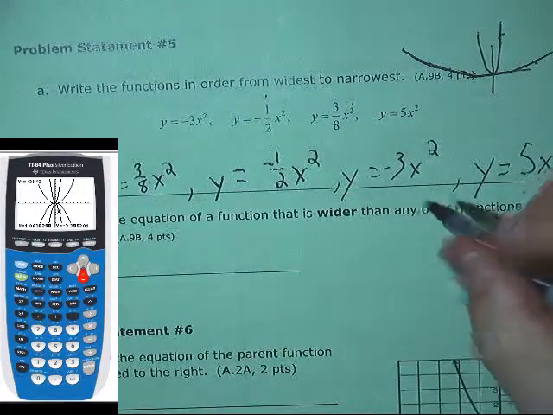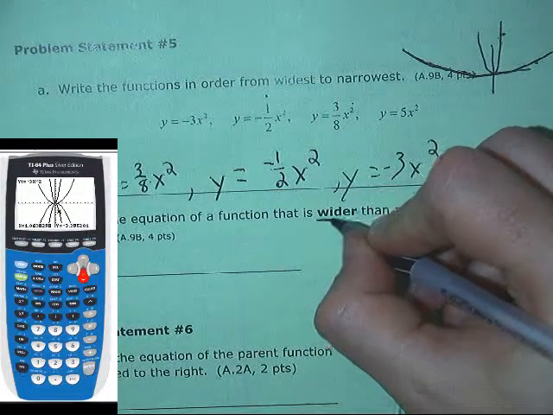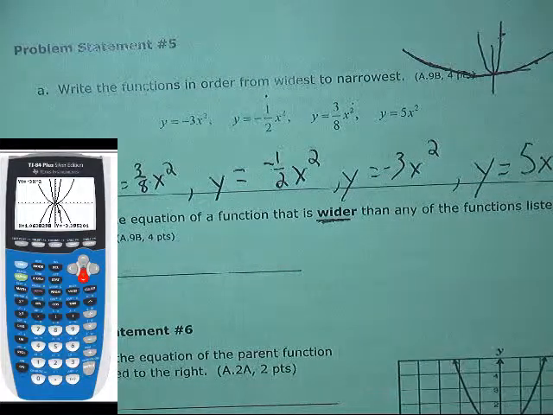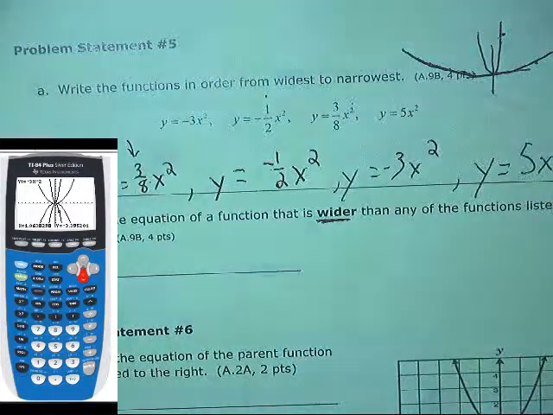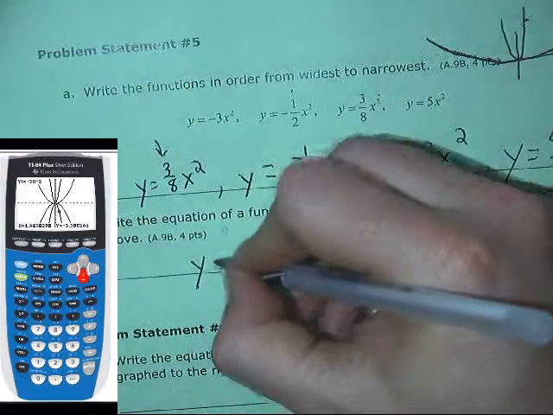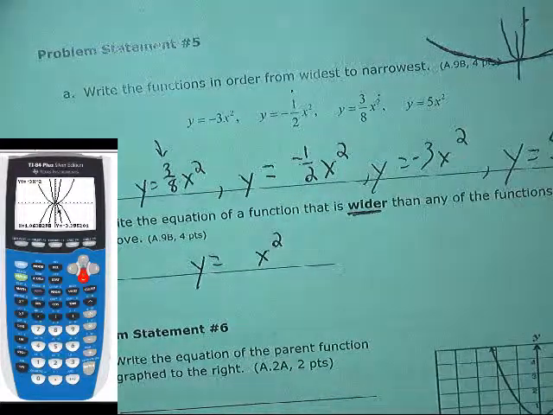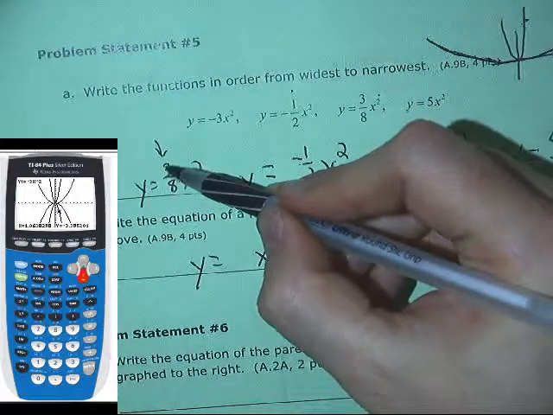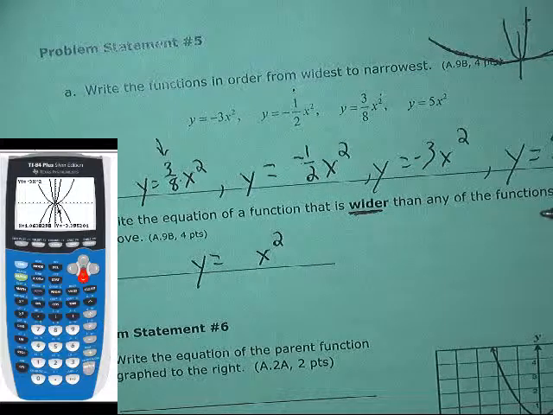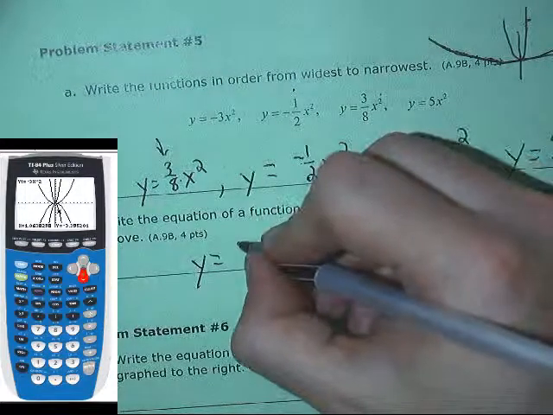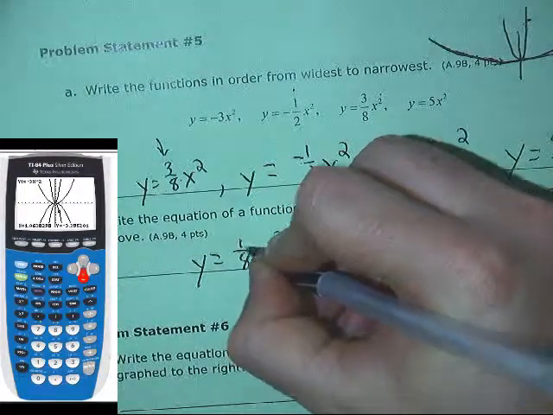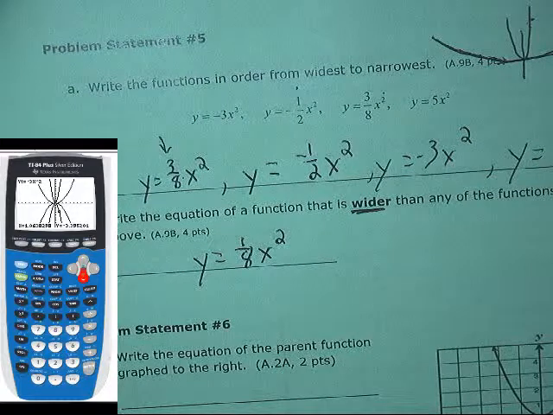So for part B, create one that is wider than all of those listed above. Well, if this is my widest one, I just need to make one that's wider. So y equals x squared. And if I was going to put one wider, I just need a number that's smaller than 3/8. Pick any one you want to. The easiest one I can think of is 1/8, because 1/8 is obviously smaller than 3/8.